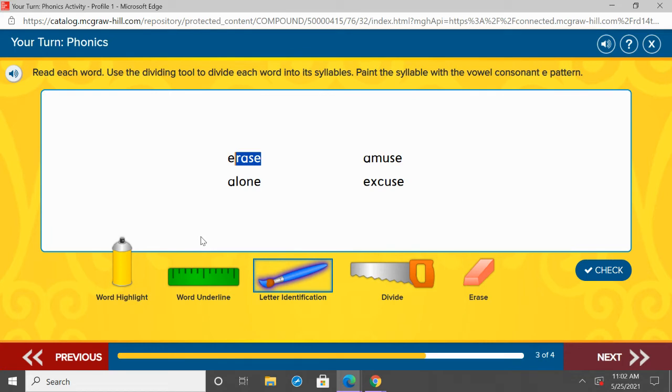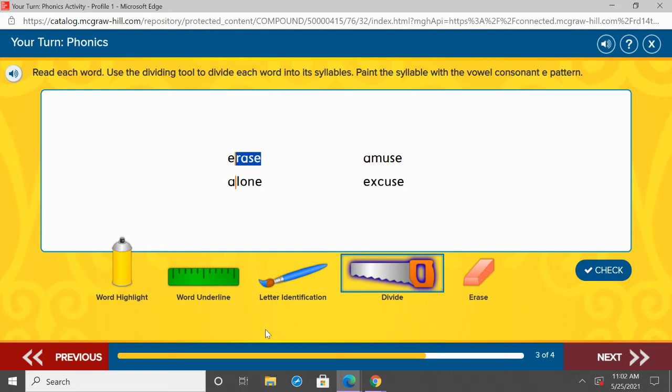All right, our next one down here is alone. So first thing I want you to do is split that word into its syllables. So go ahead, show me with your finger where you would divide that word, alone. So you should have divided it right here, alone.